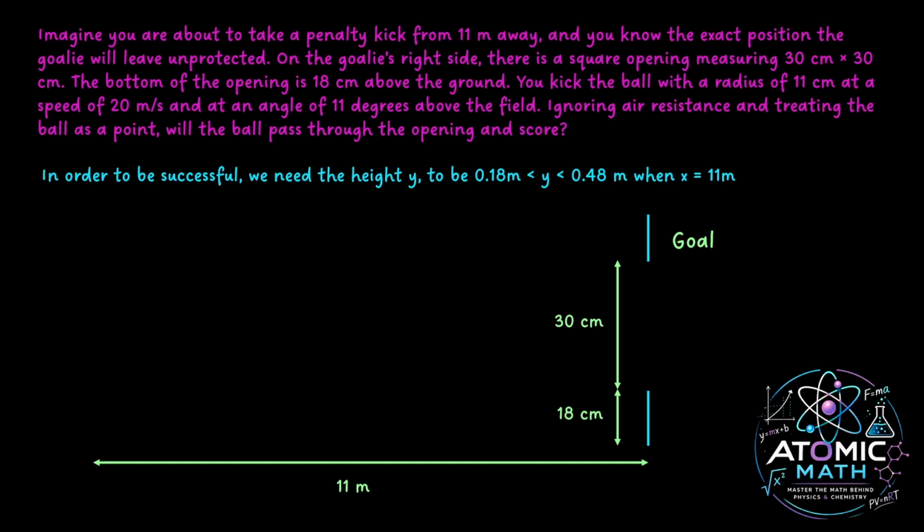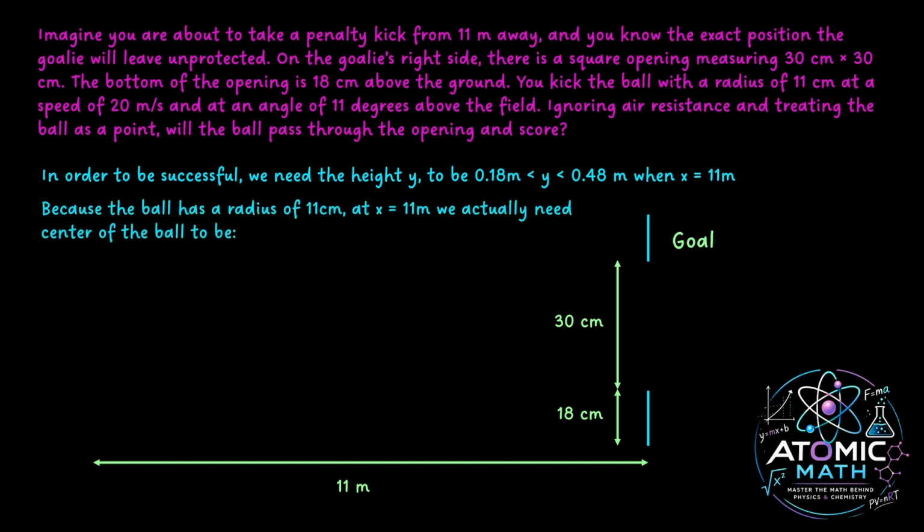Now, that's actually too simple. Because the ball has a radius of 11 centimeters and we are only calculating basically the point, so the center of the ball, we need to allow for that. So at x equals 11 meters, we actually need the center of the ball to be between 0.29 meters and 0.37 meters. So that's going to be the range that tells us whether we're going to score a goal or not. So now that we have that, let's look at everything else that we know.